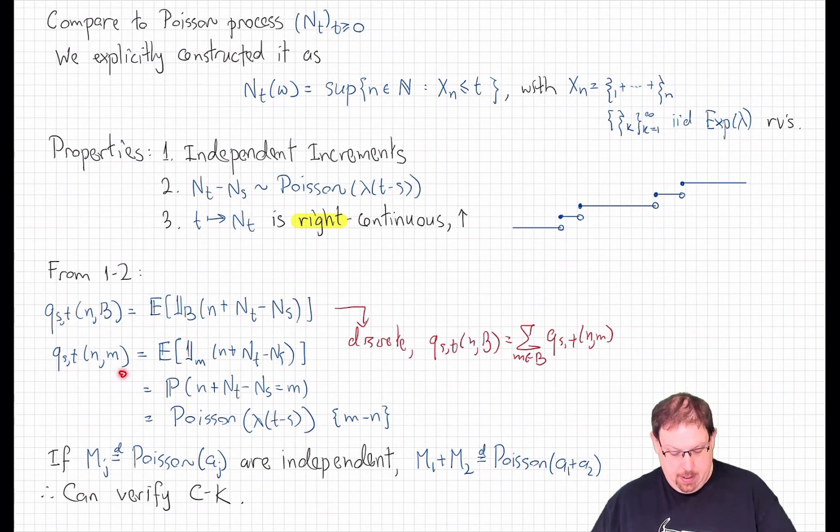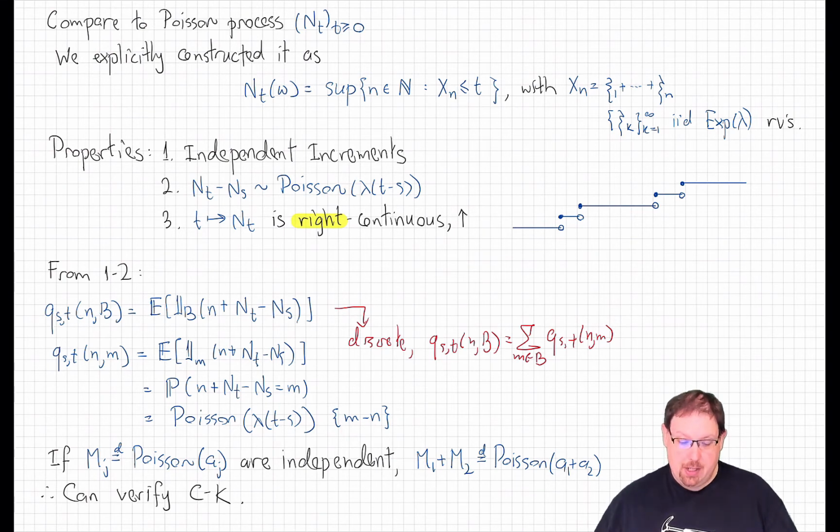Of course, this expectation here, being the indicator of just the singleton set {m}, means we're looking at the probability that n plus this increment is equal to m. Subtracting n from both sides and using property 2 here, the value of this is just the Poisson probability mass function with this rate at m minus n, which we can write down as a simple exponential polynomial function.